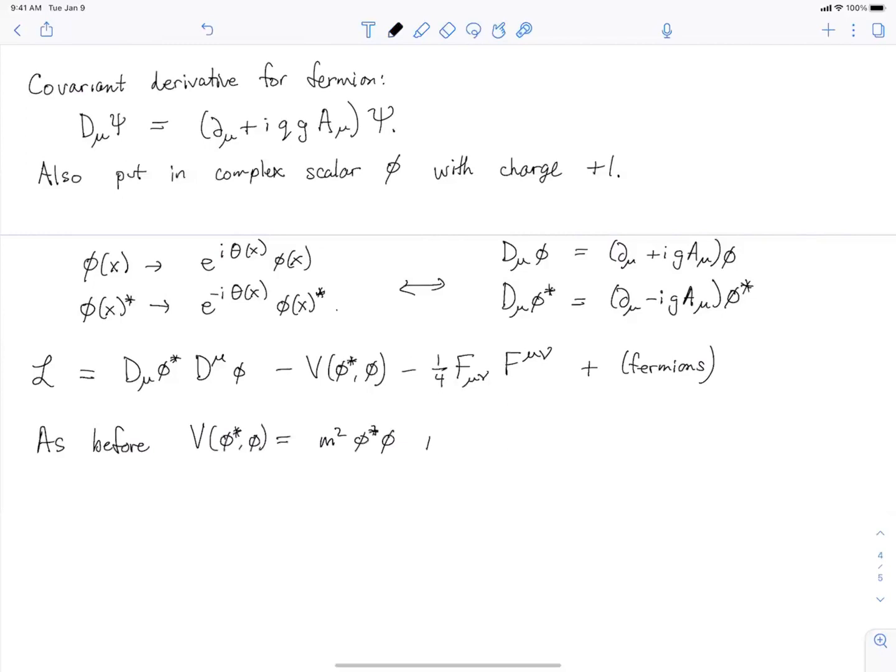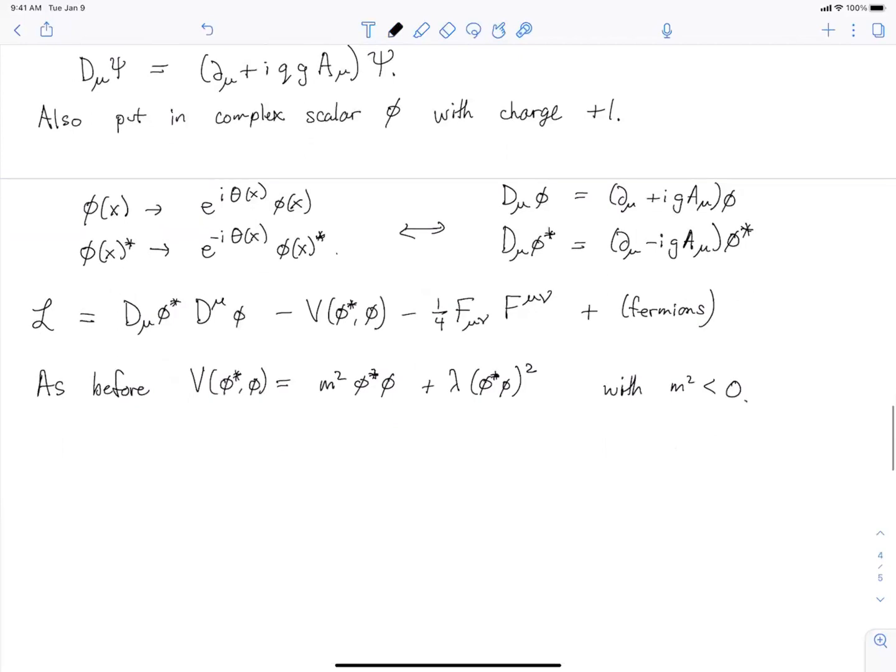Phi star phi, and a lambda term, phi star phi squared. And we have a 50-50 chance, so we're going to assume that m squared is less than 0. Then, exactly the same way as before, the vacuum expectation value of phi is some number that we're going to call v over square root of 2, which is the square root of minus m squared over 2 lambda.